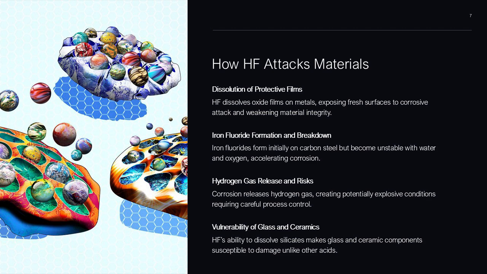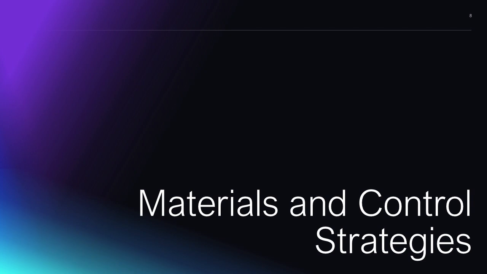Elevated temperatures further destabilize these layers, increasing corrosion rates and necessitating the use of specialized materials. Unlike other acids, HF's ability to dissolve silicates and oxides means that even glass and ceramic components are vulnerable. This unique mechanism underscores the need for stringent control of process conditions and material selection to mitigate HF's destructive effects. Selecting resistant materials and control strategies including coatings.